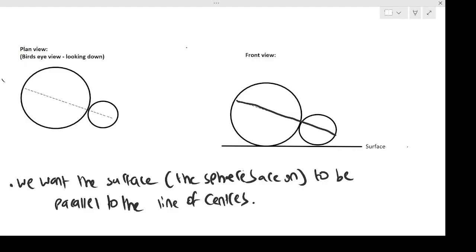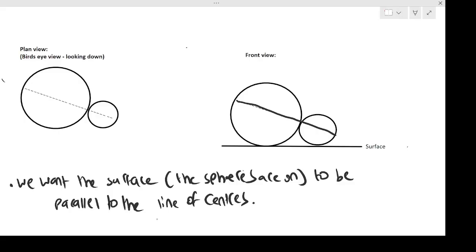That is because when the surface is parallel to the line of centres, that then allows us to do the methods we've been doing so far. So we can just convert it into 1D, only consider the parallel parts, because when a surface is parallel to the line of centres, that ensures that only the parallel parts of the speeds change. So it allows us to do the methods we've been doing so far. Now, that's always happened because the two spheres have the same radius.